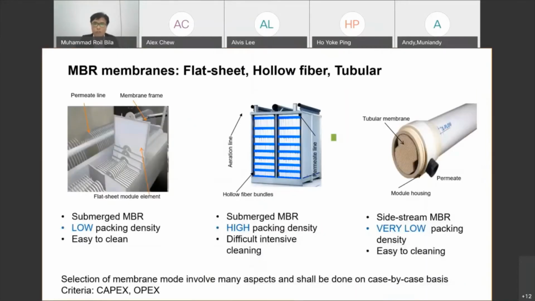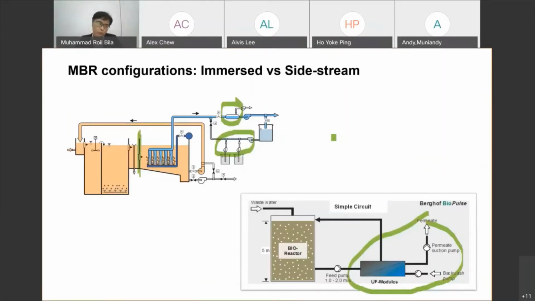Then you ask me which one is better. Well, it will be a little bit hard. If you go to a company like Kubota or Toray or maybe Suez, they will say, okay, go for submerged, submerged has low energy, and so on. But if you go to a company that produces MBR with a side stream, they will say no, side stream is much better, and you have to go for the side stream. I think let the money talk.